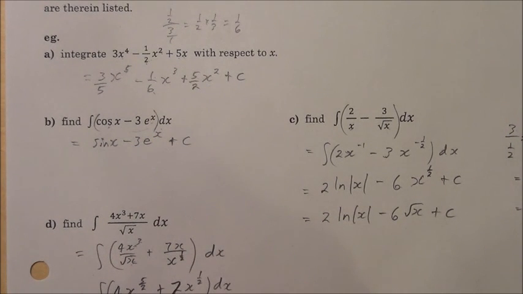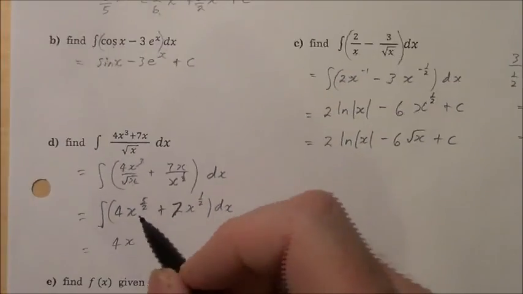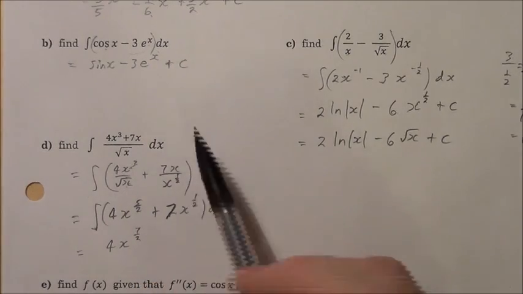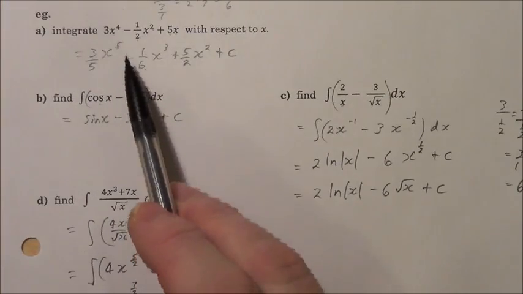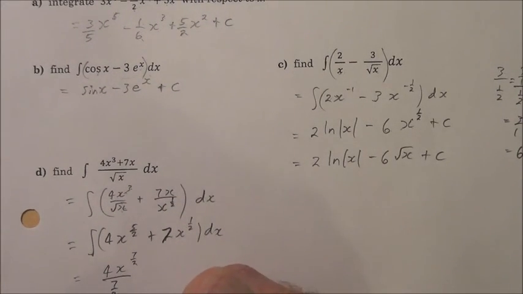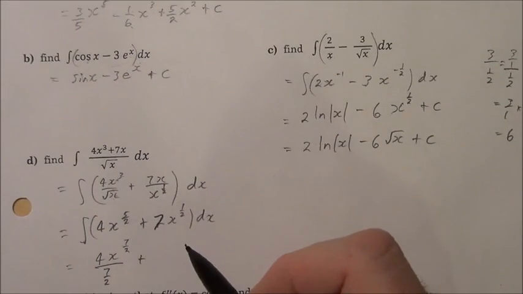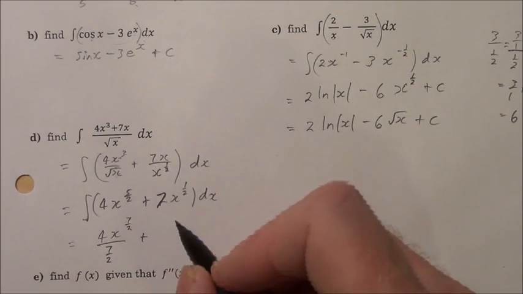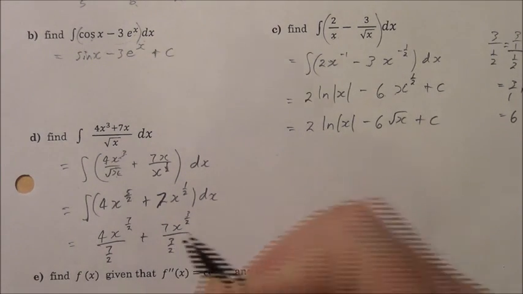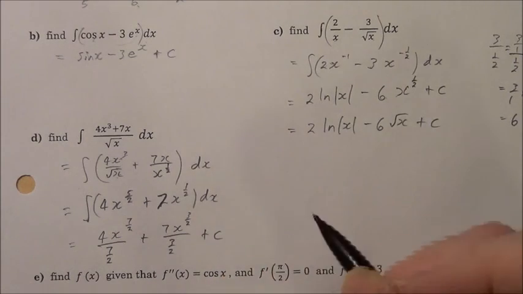So we're going to have 4x. Now we're going to add 1 to this. So 1 in fraction form with a denominator of 2 is just 2 over 2. So we get 4x to the 7/2, and then just like everywhere else, we've been dividing by the new exponent. So we're going to divide by the new exponent and do the same thing here. So this is going to be 7x to the 3/2 divided by 3/2 plus c.